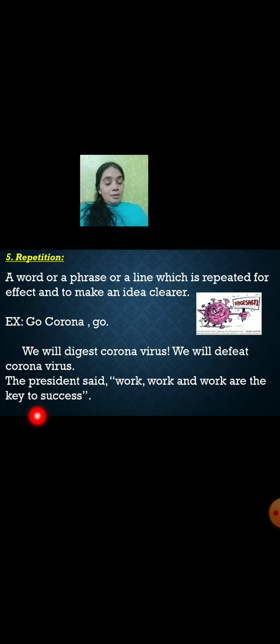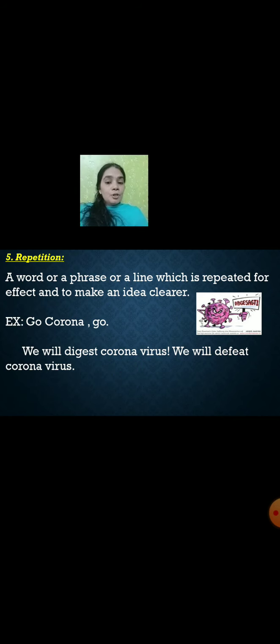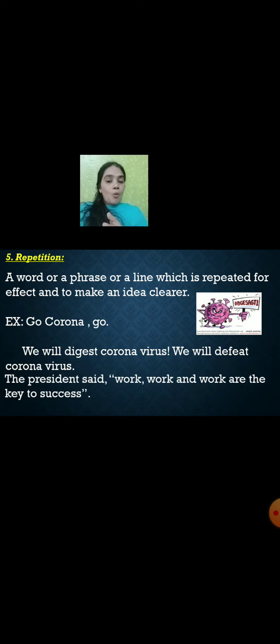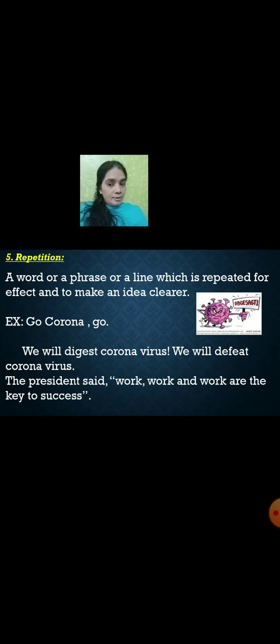The president said, work, work, and work are the key to success. What is repeated, children? Right, work, work, and work. This word is repeated to make the sentence more effective and clearer. This is called repetition. Children, I hope you understood our today's session, figures of speech part 1. We learned 5 figures of speech.